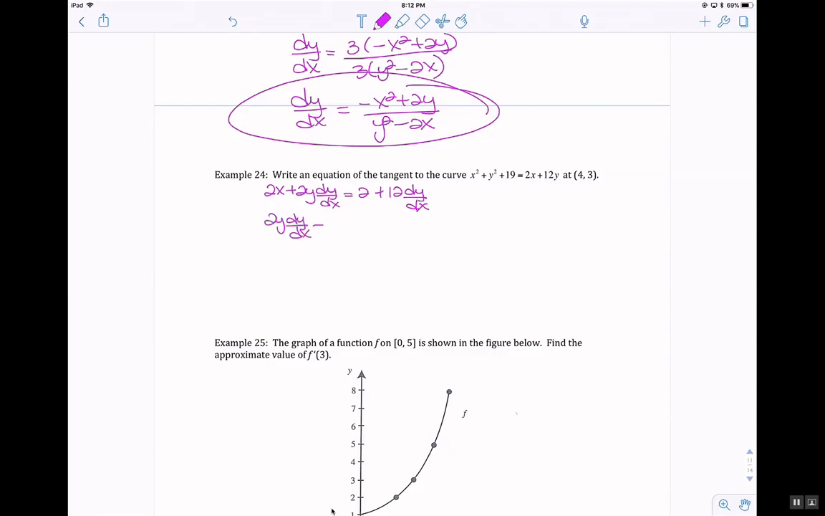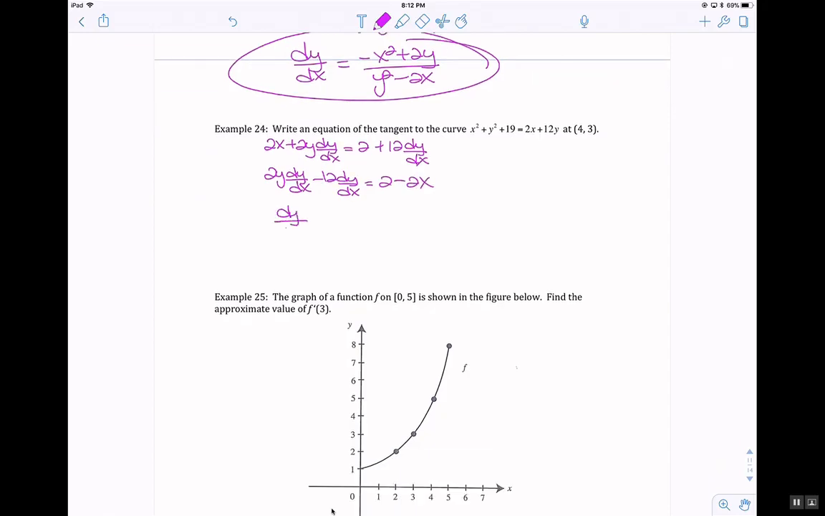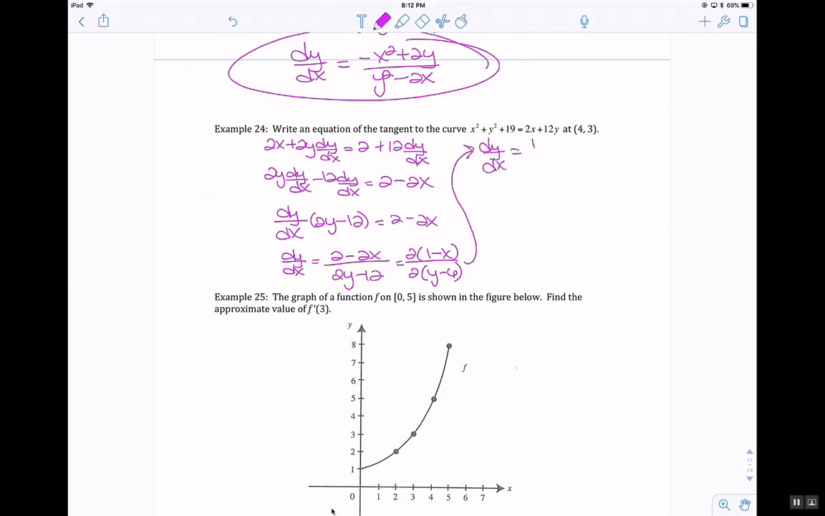So 2y dy/dx minus 12 dy/dx is equal to 2 minus 2x. 2y minus 12 times dy/dx is equal to 2 minus 2x. So dy/dx is 2 minus 2x divided by 2y minus 12. They have a common 2 in the numerator and denominator, so 1 minus x and 2 times y minus 6. So dy/dx is 1 minus x divided by y minus 6.